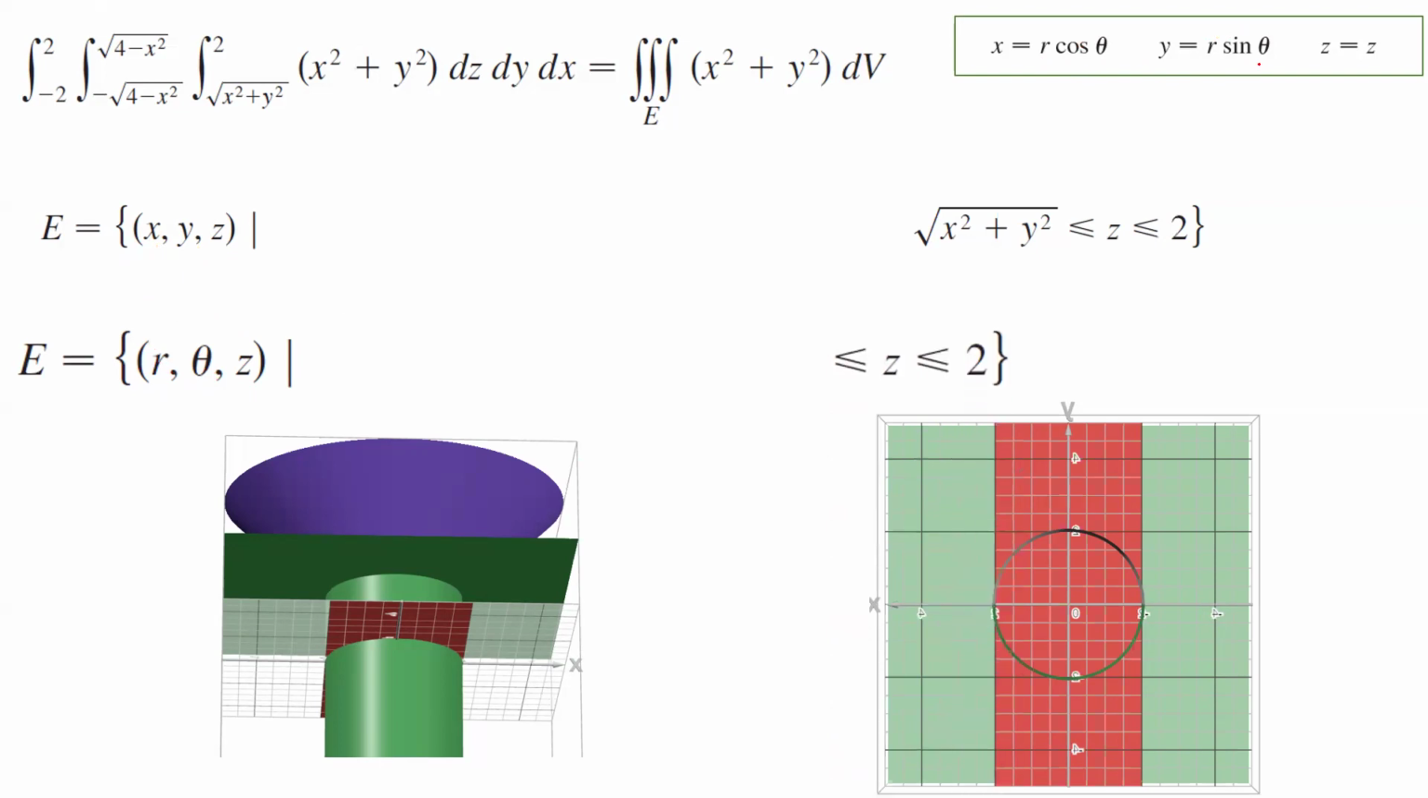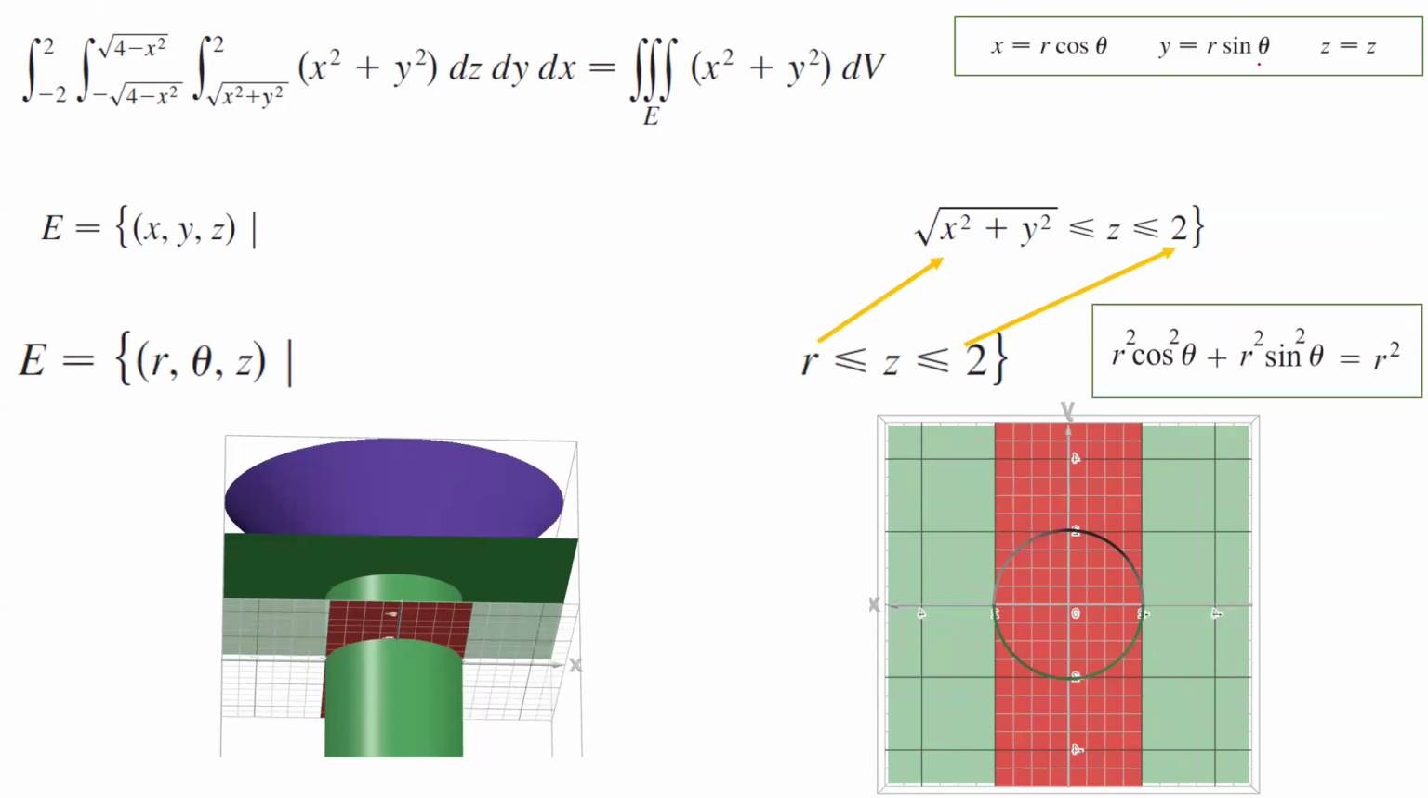Now your z is bounded above by 2. 2 doesn't change. And from below, it was bounded by the square root of x squared plus y squared, which is now just r. Why is that? Wherever you see x, you're going to use r cosine theta. Wherever you see y, you're going to use r sine theta. So r squared cosine squared plus r squared sine squared is simplified to r squared. The square root of r squared is just r. So we found the boundary for z.